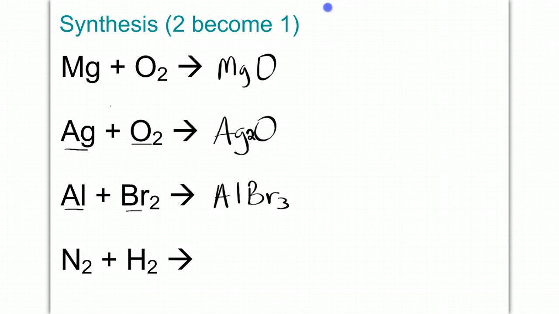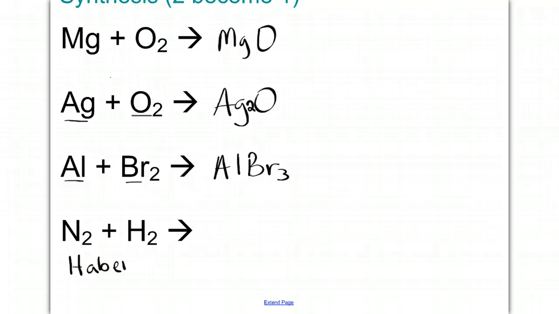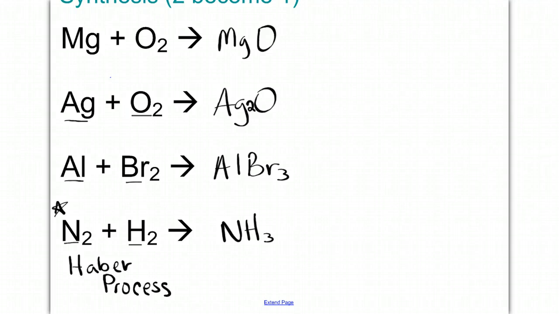The final one is a very special equation known as the Haber process. This is going to end up being a covalent compound, which we can't switch or cancel charges. So this one's kind of special. We almost have to memorize what it'll become. We're going to have a nitrogen and we're going to have a hydrogen. Typically nitrogen needs to make 3 bonds, so we need 3 hydrogens.